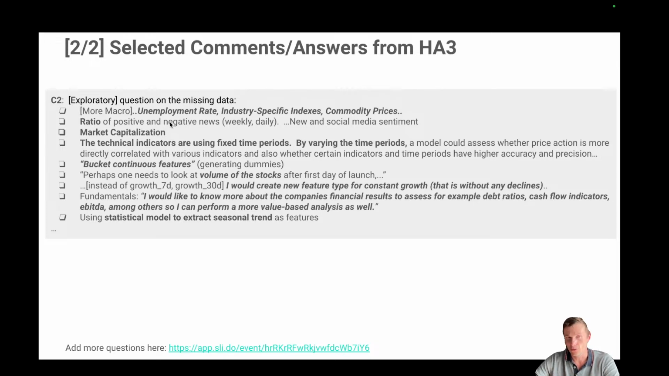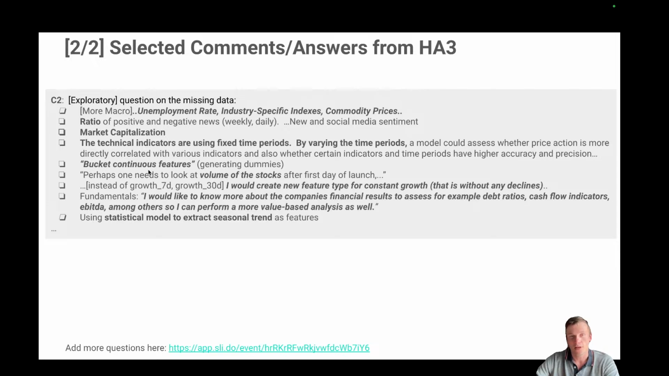positive and negative news, market capitalization. Technical indicators currently are using fixed time periods, but you can include look back for longer periods, not only the last 7 to 14 days. I think that it's the default setting in TA-Lib, but also the last 30 days or last 5 days. So if you do the variation in time periods, you will have more features.